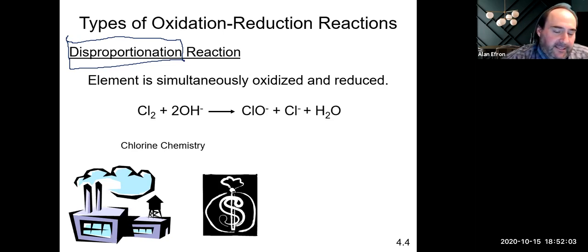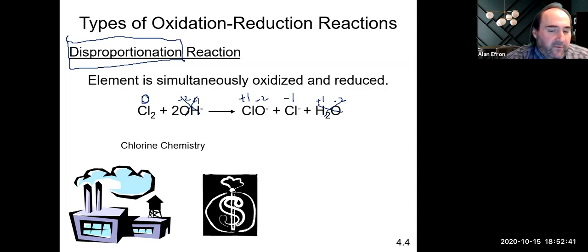If we look at the chlorine on the left-hand side, Cl2, it has an oxidation state of 0. If we look at the chlorine on the right-hand side, one is -1, in the chloride ion, and the other is +1, in the hypochlorite. And in case you're curious about our oxygen and hydrogen, they are -2 and +1, so nothing really happened with our oxygen or hydrogens in this case. It really is our chlorine that's getting both oxidized and reduced.